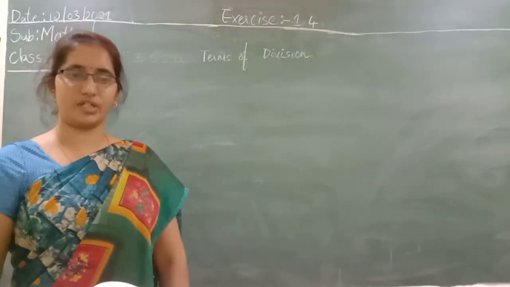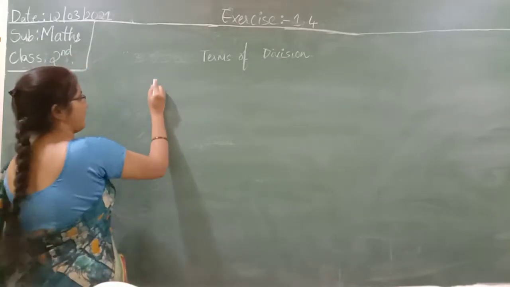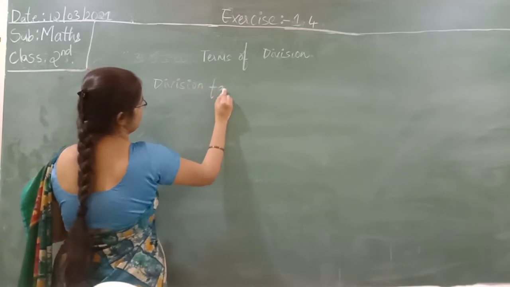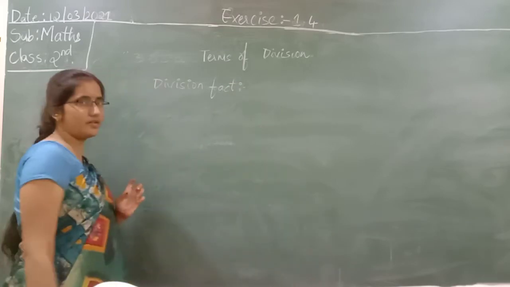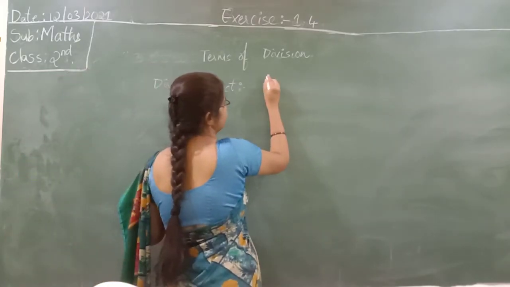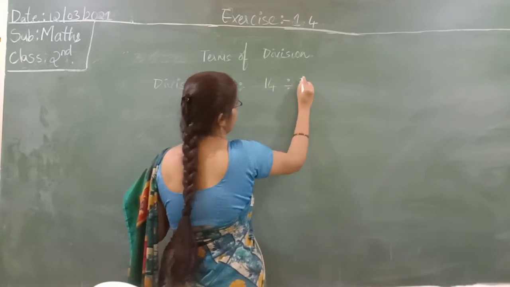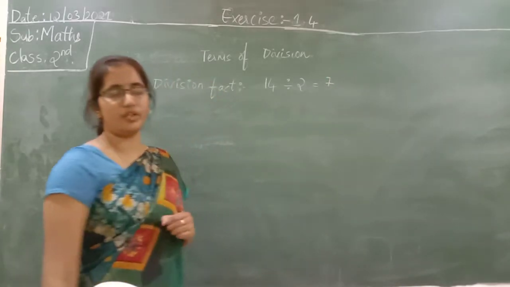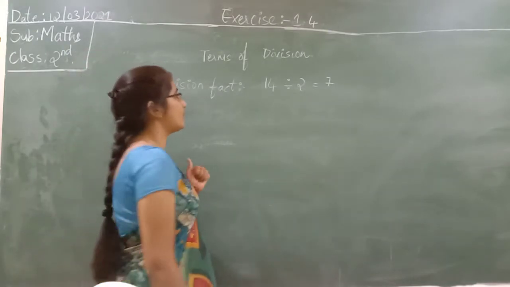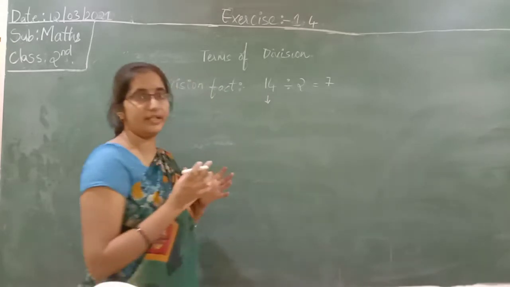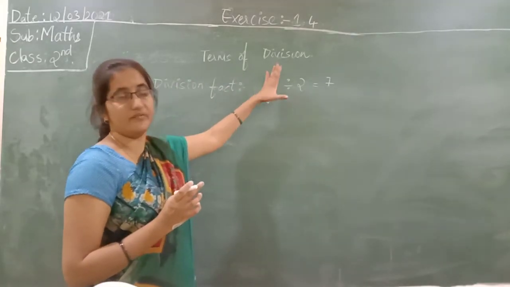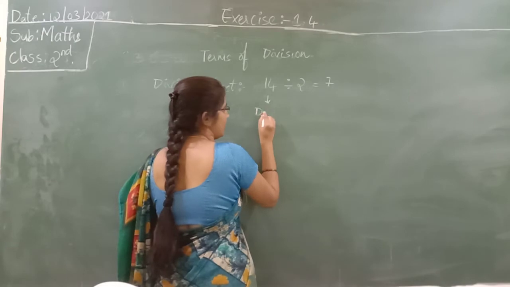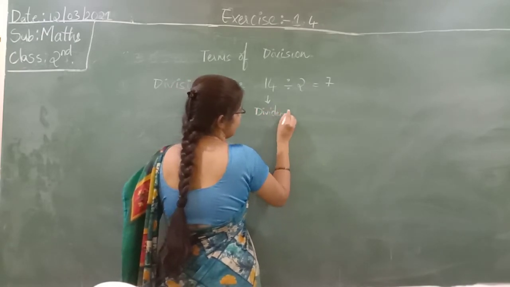Terms of division. I'll write one division fact here. 14 divided by 2 equal to 7. Here 14 is the number which we are dividing. The number which we are dividing we call the dividend.